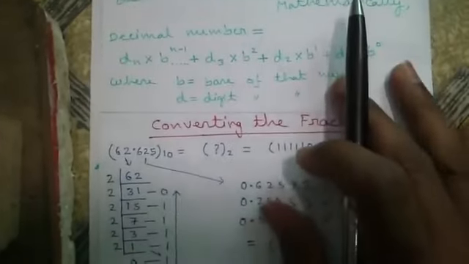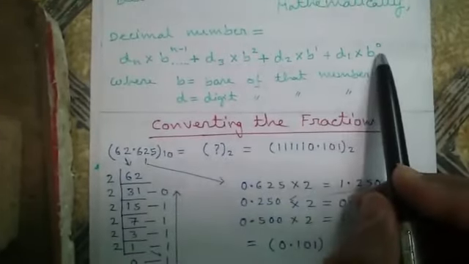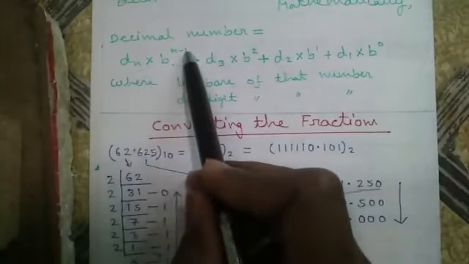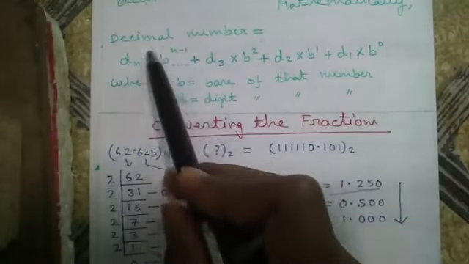The final addition result is the equivalent decimal number. Mathematically, decimal number is D1 into b to the power 0, D2 into b to the power 1, D3 into b to the power 2, going on to Dn into b to the power n minus 1, where n is the number of digits in the source number.